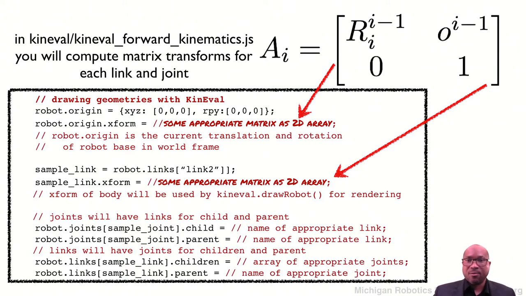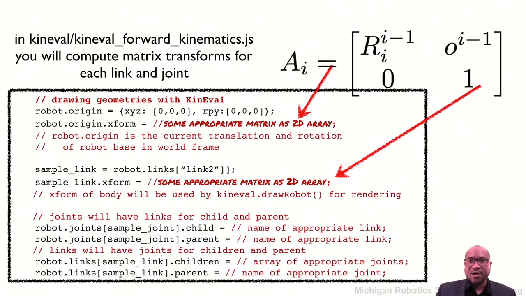So the base of the robot, the global, is going to be stored in robot.origin.xform, and that will be a 2D array. And similarly, for a particular link or a joint, we're going to store this 4D matrix in this xform structure, which is going to represent the transform from the link frame into the world frame, so we can just move that transform around.